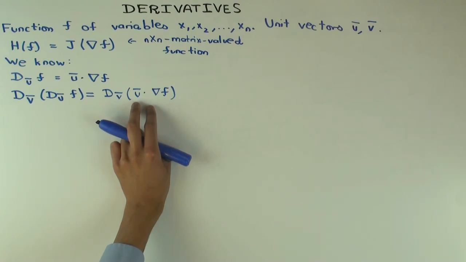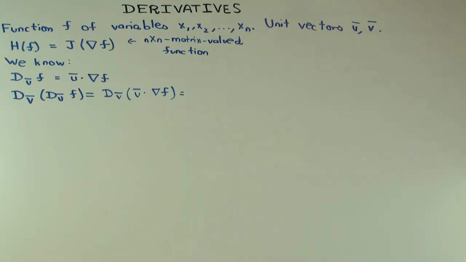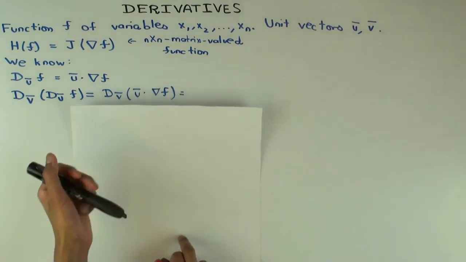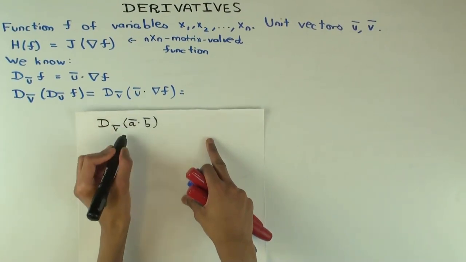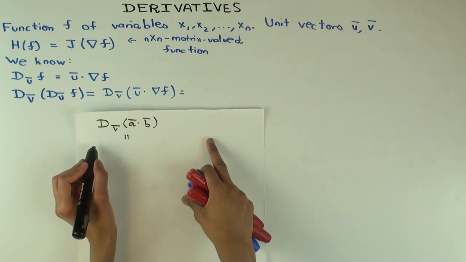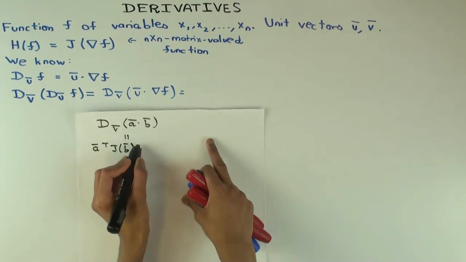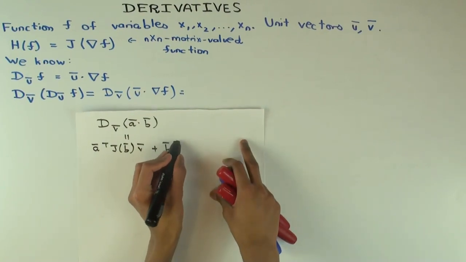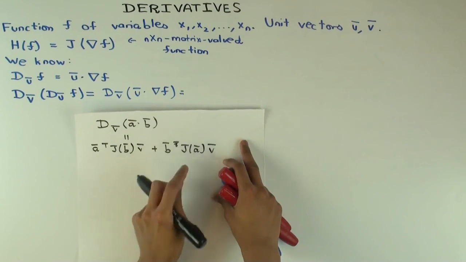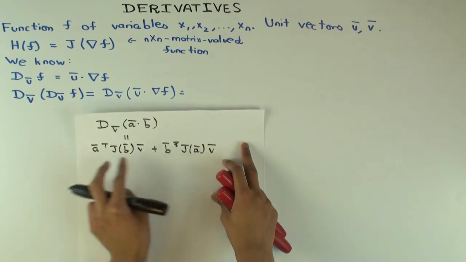So what would this become? Let me just write that down on a separate sheet. Here, dv of a dot b equals, in general, a transpose Jb v plus b transpose Ja v. Actually, I wrote them down in the other order, but it doesn't matter for now, because I typically write the derivative of the first thing first. It's just the sum of these two.